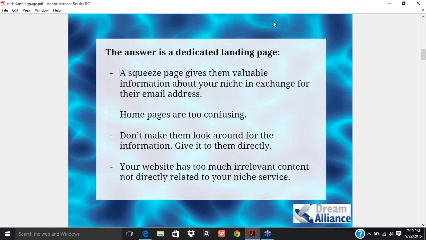So home pages are always too confusing, so just forget that. Don't make them look around for information. You got to give it to them directly. So your website, believe it or not, take a look at it sometimes. It has too much irrelevant content that is specific to the niche.